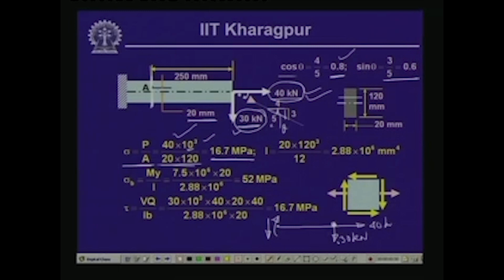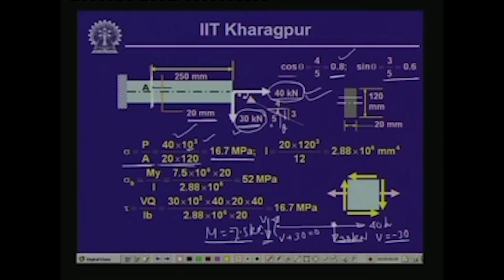moment plus 30 times 0.25 is equal to 0. So, bending moment we get as 7.5 kilonewton meter. This is of course negative, since they are acting in the same direction, and if we call this V, then V plus 30 is equal to 0, from the summation of vertical force equal to 0. That gives V as equal to minus 30 kilonewton. So, we have a shear force of minus 30 kilonewton and bending moment of minus 7.5 kilonewton meter.